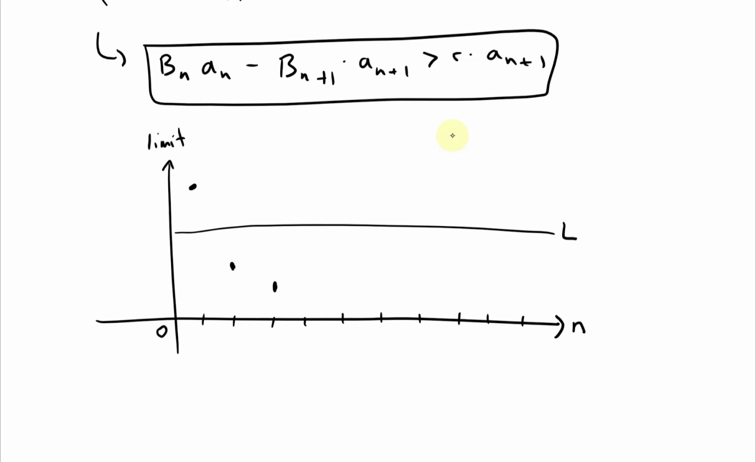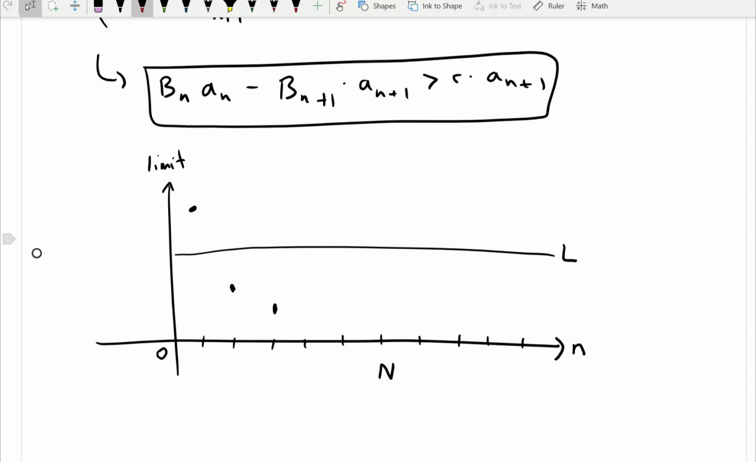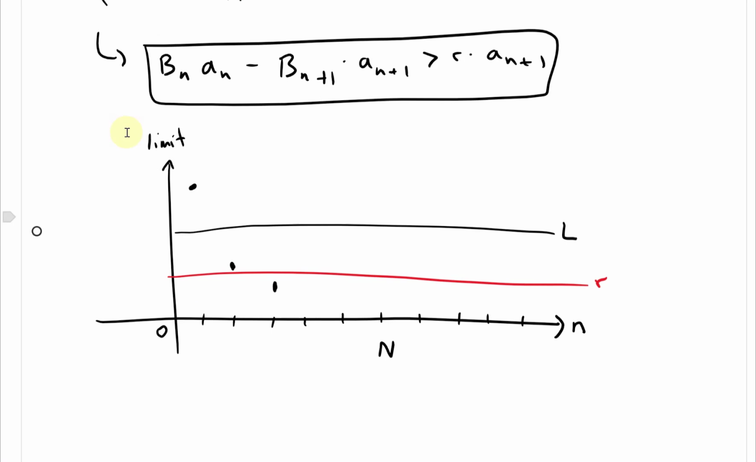Then you're going to have a number n. I'm going to call this capital N like this, such that, and draw this in red. So if I draw this in red, I'm just going to put a line like this. This is R. R is between 0 and 1. So such that eventually when you have n greater than or equal to capital N, then for all these values, the limit is going to be greater than this R.